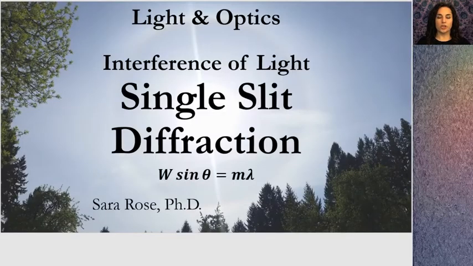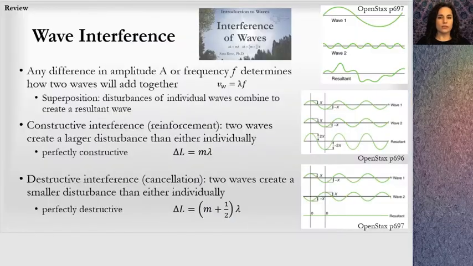This is a lesson on single slit diffraction in a unit on light and optics, where we're looking at interference of light. In previous lessons, I talked about wave interference, and this is true with all waves. So you may want to go back and watch that video to highlight that constructive and destructive interference happen at very specific conditions, where the path length difference of two different waves is either a whole integer or a half integer of the wavelength. And that relates to superposition of waves.